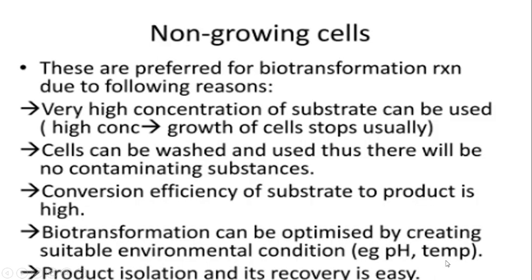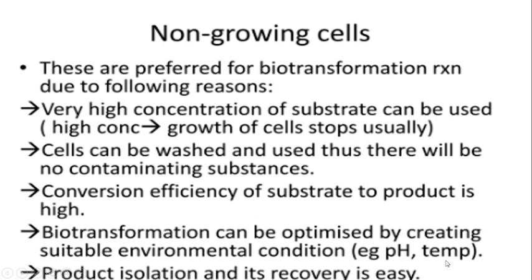Okay. So when you are using non-growing cells, these are preferred over growing cells. Okay, why? Because when you are using a high concentration of substrate which has to be converted or transformed, normally what happens is, when you are using a growing microorganism, the growth of the microorganism stops due to the high concentration of the substrate. But when you are using non-growing cells, a very high concentration of substrate can be converted.